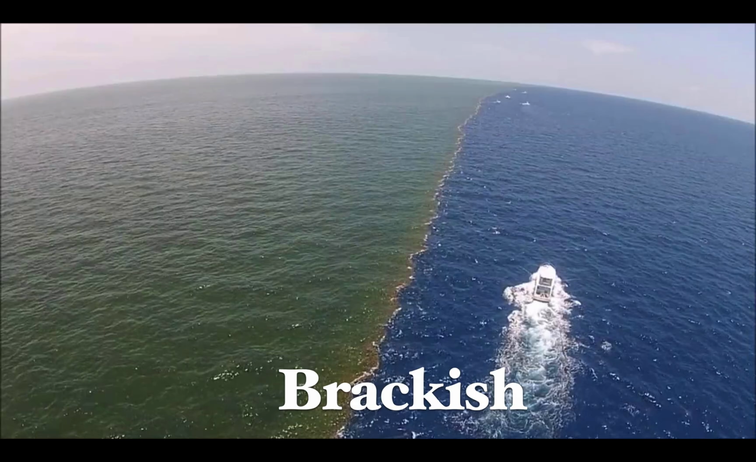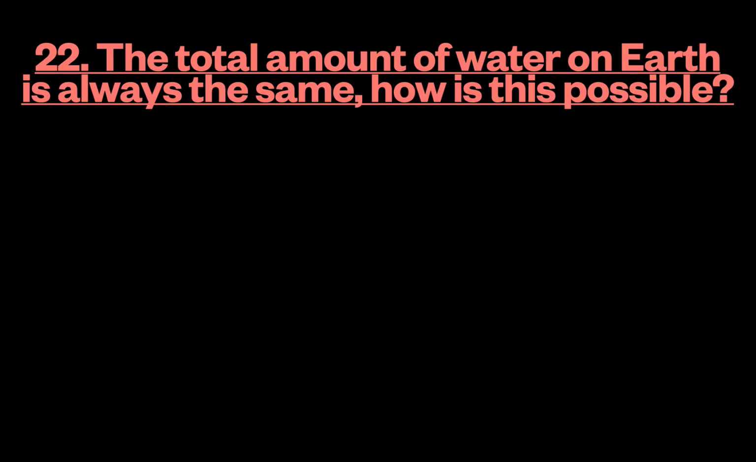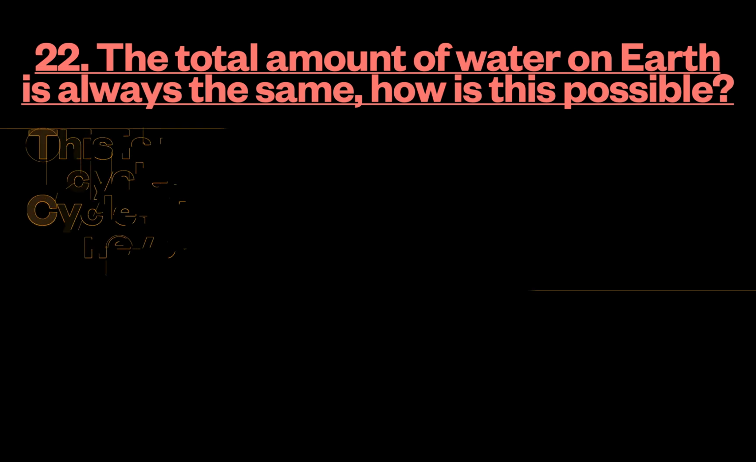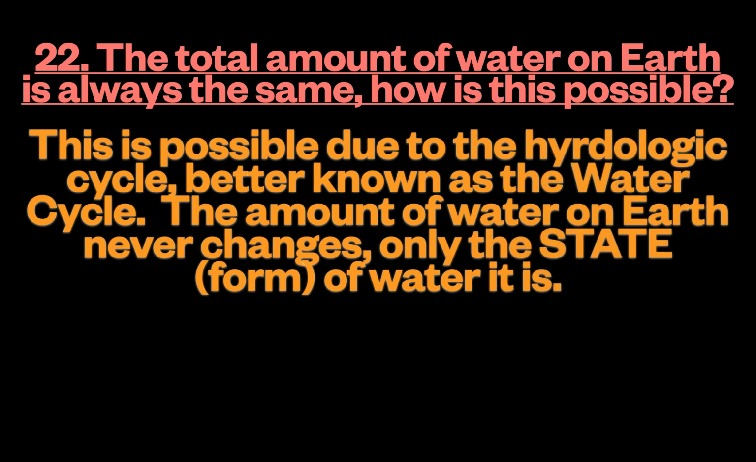And then brackish water, like I said, is where you see an area of fresh water that is mixing with an area of salt water. It creates this cool effect here because of the difference in densities of the water with the salt and no salt. So that is brackish water. Out of all the water on Earth, no matter what happens, the amount of water on Earth is always going to be the same. What changes is what form of water it is. It's possible for the amount of water on Earth to always be the same because of the hydrologic cycle, also known as the water cycle.